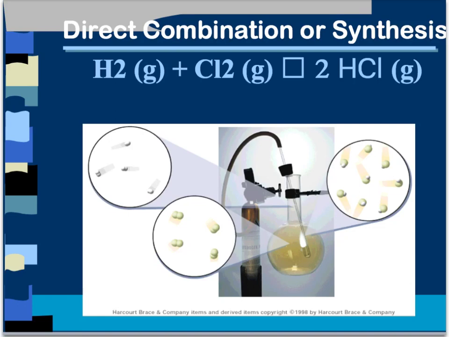Here is a classic example of a direct combination reaction. We take our hydrogen, look, it's diatomic, and chlorine is also diatomic, together with our little yield symbol that's obviously not showing up on the PowerPoint, to produce two hydrochloric acids. Also notice that we've included these solid, liquid, gas state of matter symbols, so especially for honor students, you need to be paying attention to them.